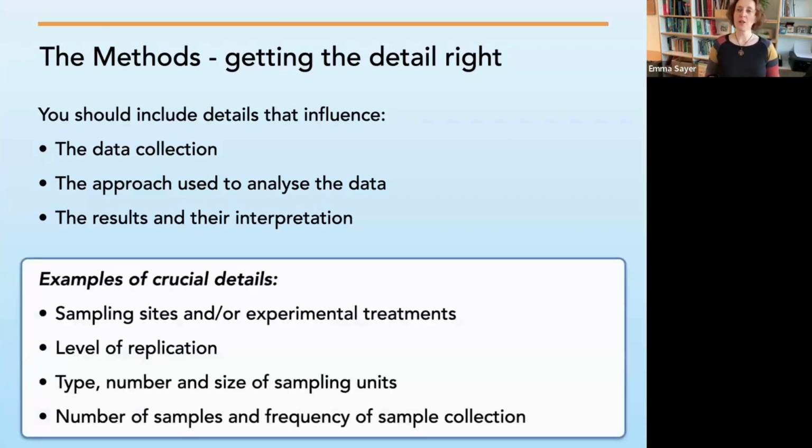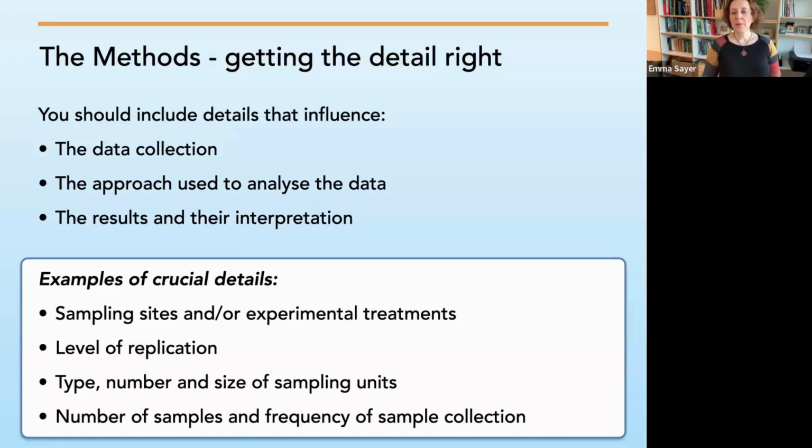Examples of absolutely crucial details: the sampling sites and experimental treatments, the level of replication, the type, number, and size of sampling units, and the number of samples and the frequency of sample collection. And of course, this also applies if you're only collecting data rather than actual samples. And you'd be surprised at how many of these absolutely crucial details often get forgotten in the methods.